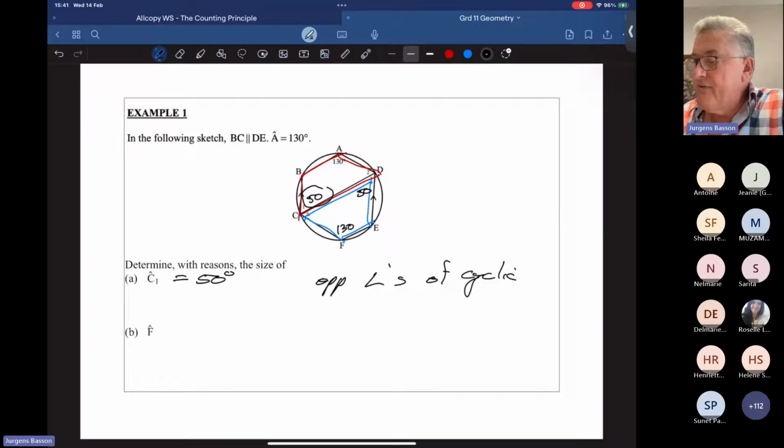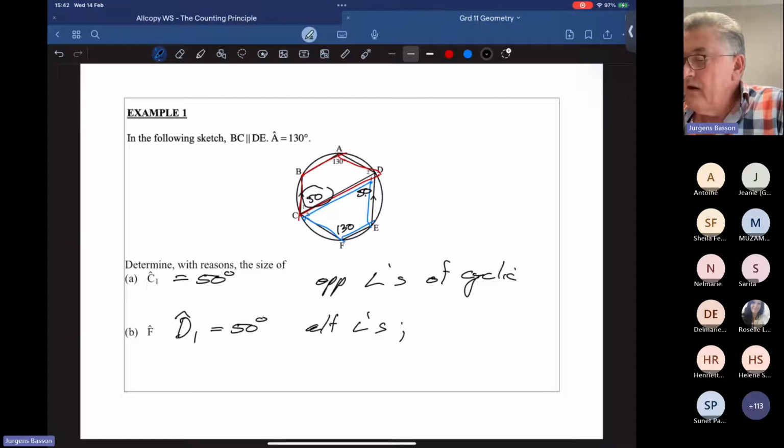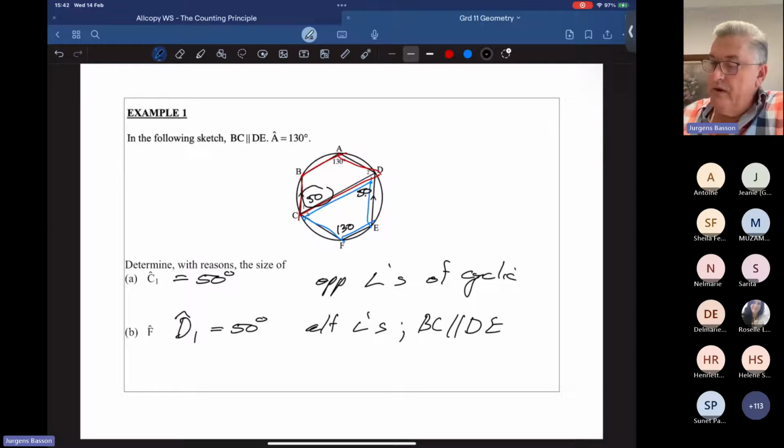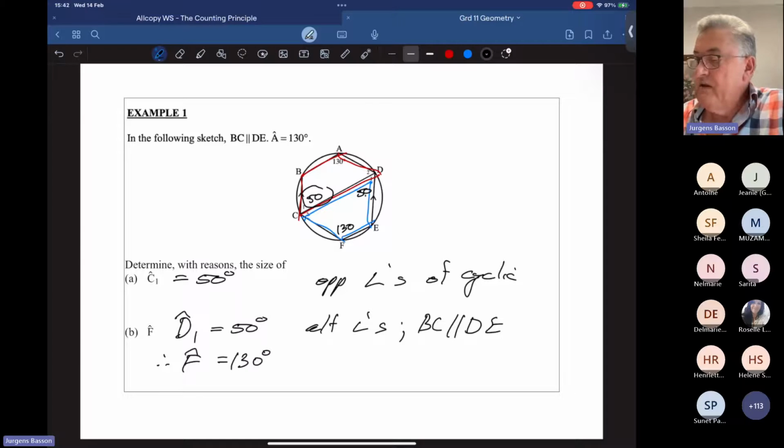The next one is angle F. They want angle F, which is this 130. We can't write it down. We must go first and find D1. So we're going to say that D1 is equal to 50 degrees, and that is alternate angles, and then they must always mention the parallel lines. Now, because D1 is 50, I think you will agree with me, I can say angle F will be 130, and that is opposite angles of a cyclic.